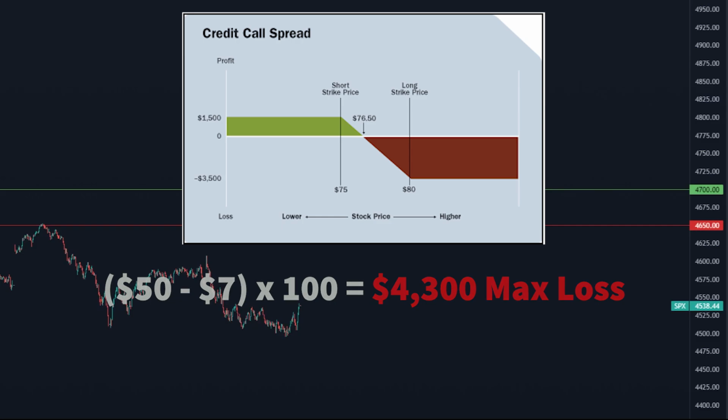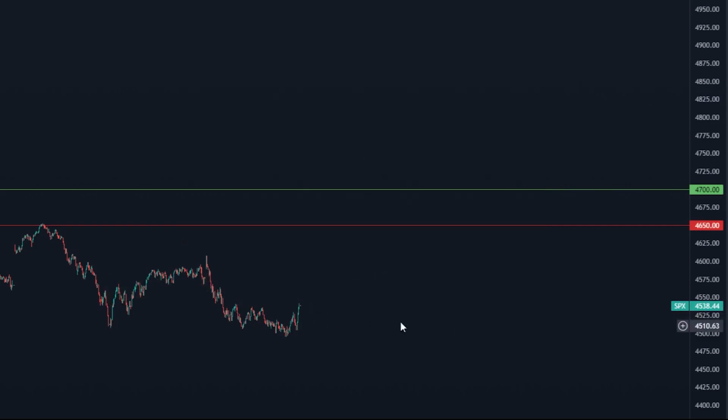Now you hit max loss once the price of the underlying, in this case SPX, goes above your long call strike price, which in this case is 4,700. So if SPX were to climb and pop through 4,700, anything up here is max loss of $4,300.